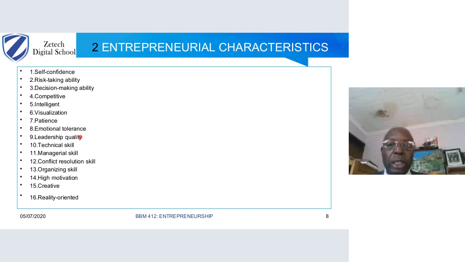They have leadership quality. I'm sure he has employees. Running such a conglomerate must involve many employees and definitely displays quality in leadership. Technical skills in some areas, financial, managerial skills, organizational skills, creative and innovative, I may add, and they are reality oriented. These are some of the characteristics displayed by entrepreneurs. You see from the notes we've sent out that there are many other characteristics that entrepreneurs express.